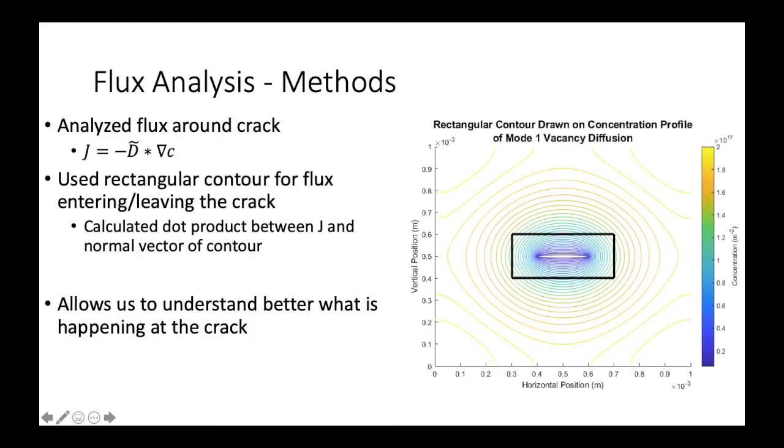To better understand what is happening at and around the crack, I analyzed the flux of defects around the crack surface. Using a rectangular contour centered at the crack's origin, I found the dot product of the flux with the normal vector of the contour. The next slides feature graphs of the fluxes along the lengths of the contour for parallel sides, that is, the top and bottom sides or the left and right sides. This numerical approach allows us to quantitatively see what is happening around the crack.